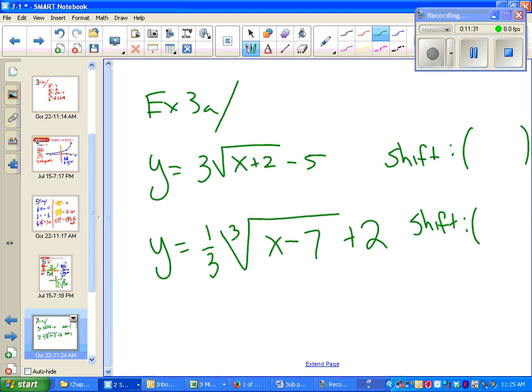This is a connection back to chapter 6, section 5, I believe. You should have gotten minus 2, minus 5, because we changed the sign here, but leave the sign alone. You should have gotten plus 7, change the sign, plus 2, leave the sign alone. This is a skill that's going to be used in the next slide when we start looking at shifting exponential graphs.